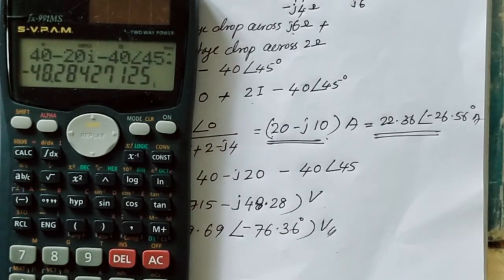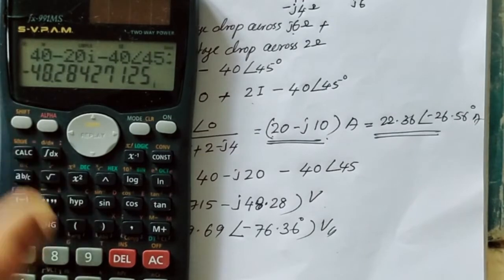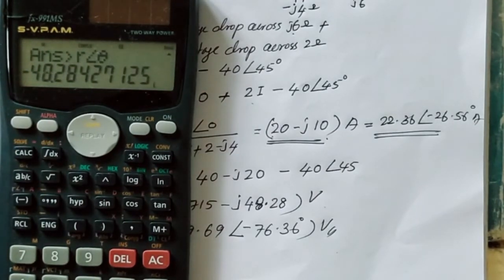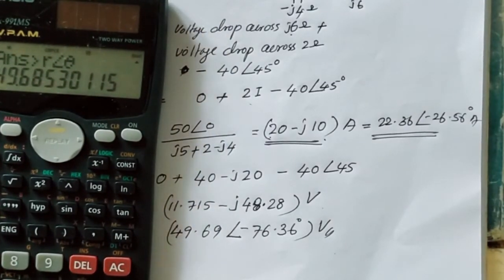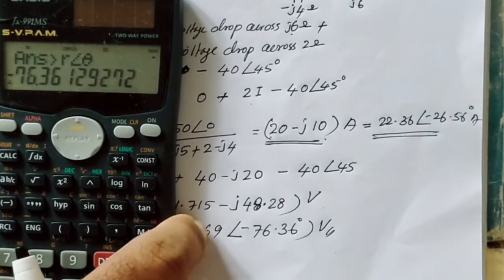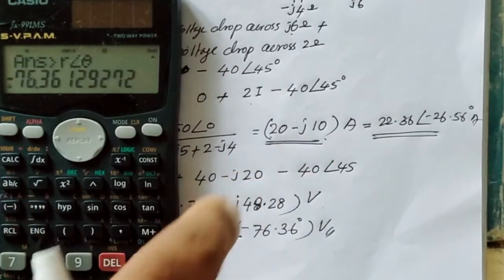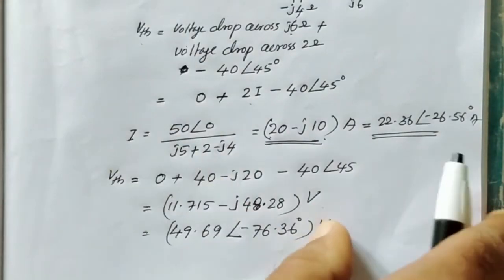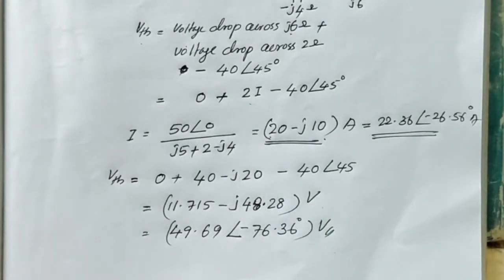How to convert into polar form? You just press shift and plus and equal to, that gives the polar form. In polar form, the result is obtained as 49.69 angle. In order to obtain the angle, again press shift equal to, you can obtain the answer as angle minus 76.36 degree. So in this way, you can use the calculator in order to solve this type of problems. So the second step is over, we got VTH as 49.69 angle minus 76.36 degree volt.